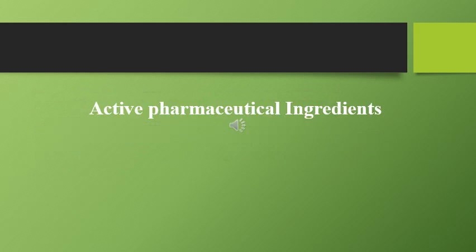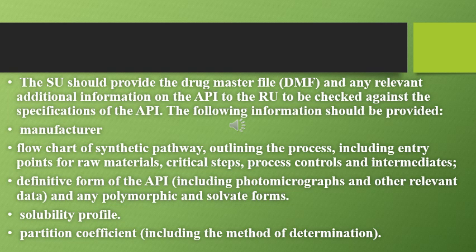The material is the active pharmaceutical ingredient. The sending unit should provide the drug master file, that is DMF, and any relevant additional information on the API to the receiving unit, to be checked against the specification of the API. When we transfer our technology from the sending unit to the receiving unit, the sending unit should provide every important data, every important specification of the drug or material in the form of a file which is known as the drug master file, in which everything will be specified.